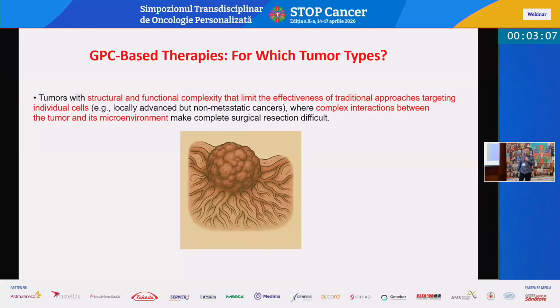Okay, so GPC-based therapy, but for which tumor types? Of course, if you have a small in situ carcinoma without metastasis, we do not recommend GPC-based therapy. But we think that it could be particularly relevant for tumors with a strong structural and functional complexity that limit the effectiveness of the traditional approaches that target the individual cells, typically locally advanced but non-metastatic cancers, or complex tumors that have complex interactions with their microenvironment, so that it's complicated to remove them completely by surgery.